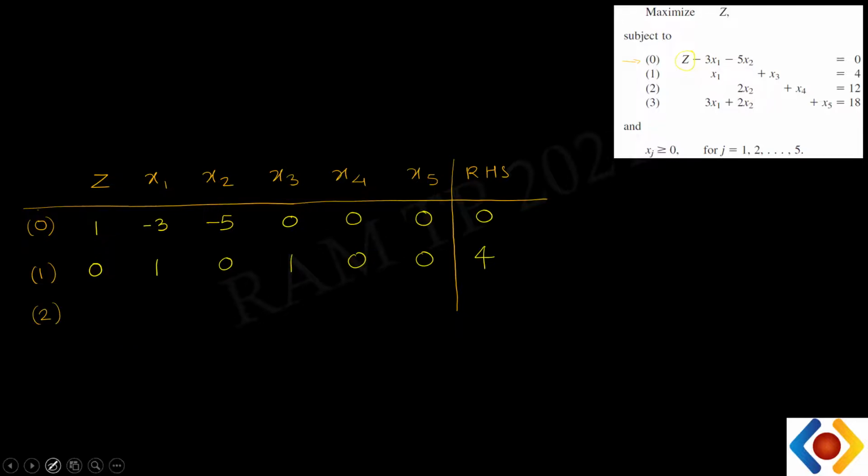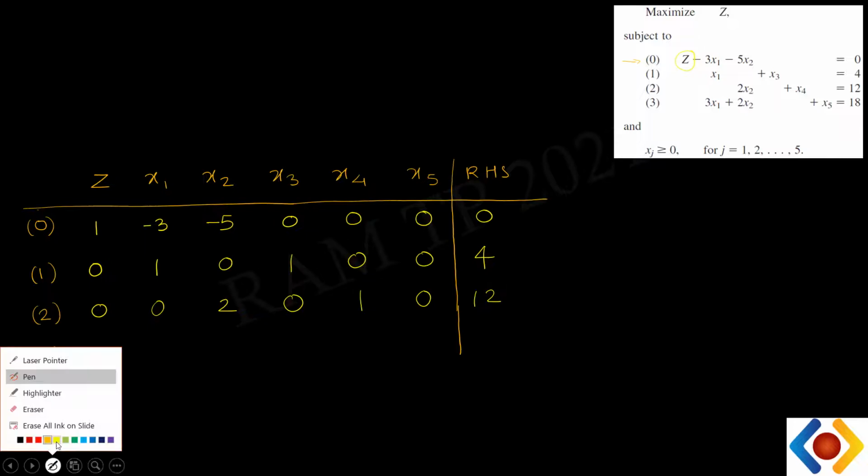Let's move on to equation 2. Coefficient of z: 0. Coefficient of x1: 0. Coefficient of x2: 2. Very good. Coefficient of x3: 0. Coefficient of x4: 1. Coefficient of x5: 0, since x5 is not present there. What's the right hand side? 12.